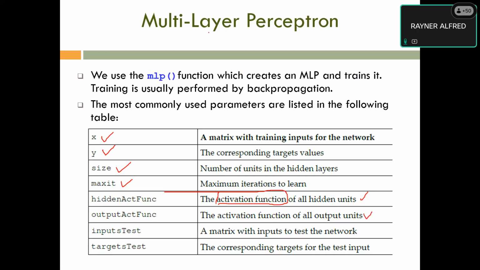So remember that we have the input here, connected to the hidden layer, and then connected to the output. So this is the hidden layer. This is your output layer. Okay. And also we have a matrix with input to test the network. So you have the input and also we have the corresponding target. Okay. So these are the parameters for the multi-layer perceptron.